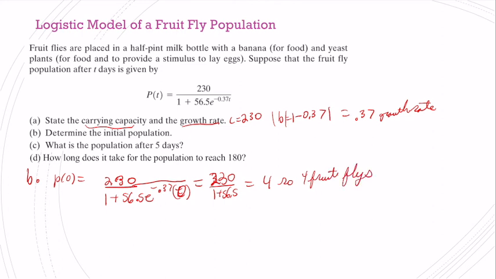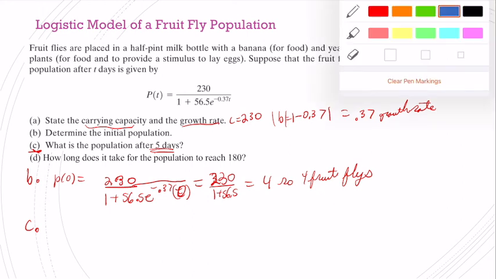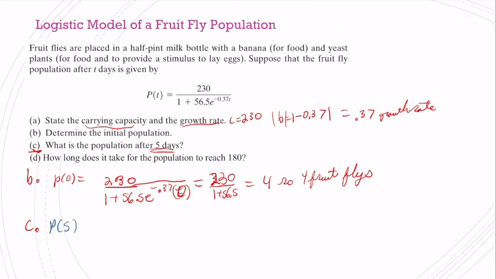Now, what if I want to know what my population would be after 5 days? That's when I plug in P of 5. And let's change to a less angry color. So P of 5 equals 230 over 1 plus 56.5 e to the negative 0.37 times 5. And when I plug this all into my calculator very carefully to observe PEMDAS, right? That's going to give us about 23. So after 5 days, I have a population of 23, because you can't have half a fruit fly. You've got to round it to a whole number because we're working with fruit flies.